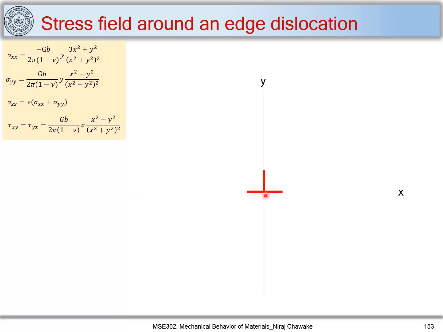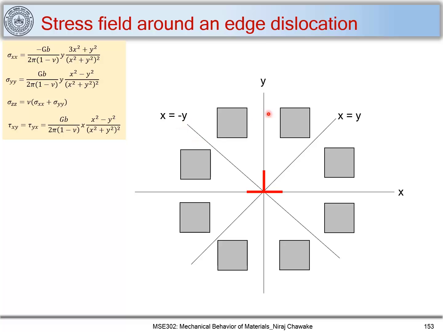Now let's mark these two lines, x equal to y and x equal to minus y, and put elements in all these quadrants. Here let's consider this equation: sigma xx equal to minus G b upon 2 pi (1 minus v), times y (3x square plus y square) upon (x square plus y square) whole square. This is the equation to find sigma xx.